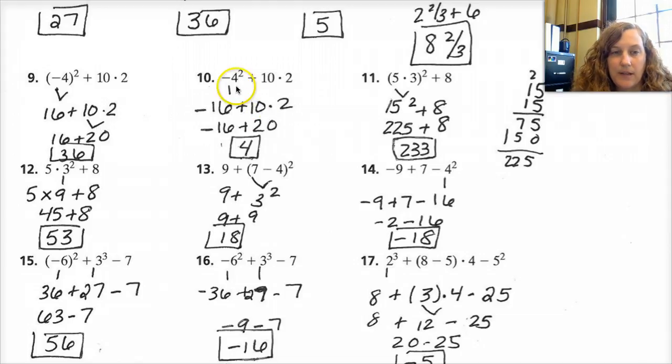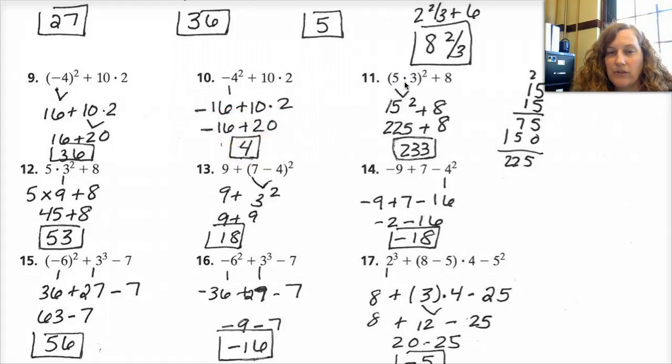10. Same thing, we have an exponent. Now this is tricky because there's not a parenthesis here. You'll notice it's not -4 squared, it's 4 squared and then the negative. So you do 4 squared is 16 and then you make that negative. So -16 plus 10 times 2, or -16 plus 20 is positive 4.